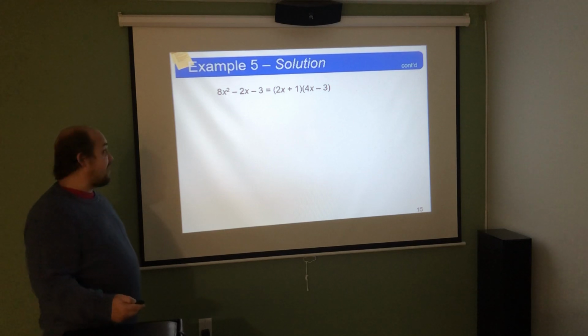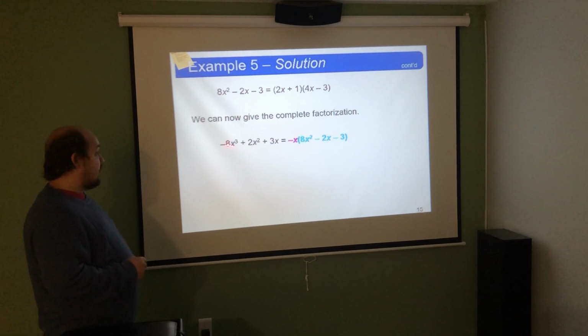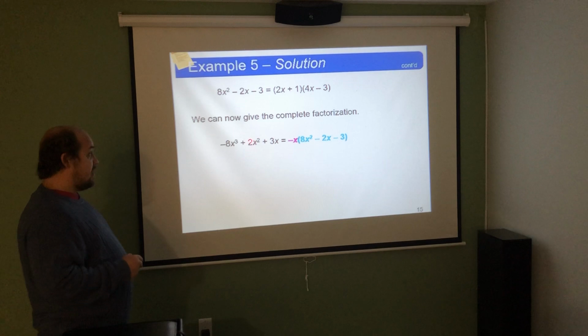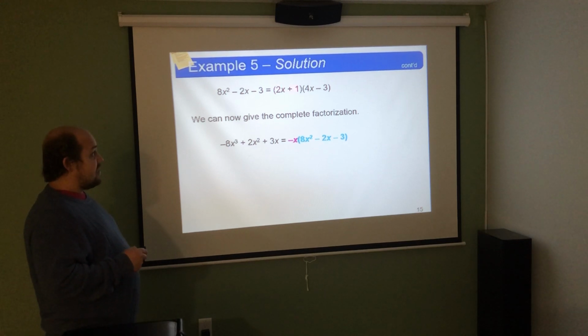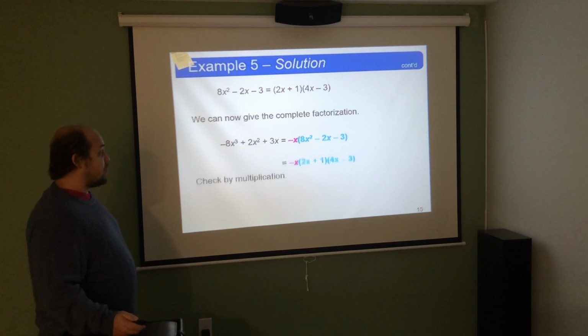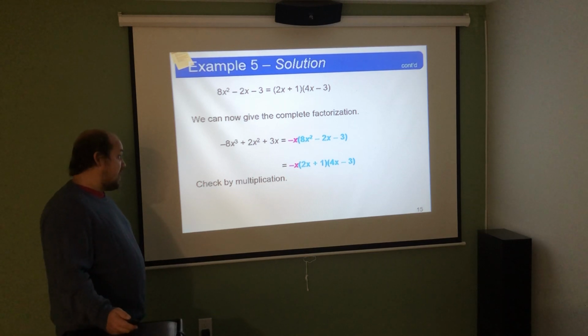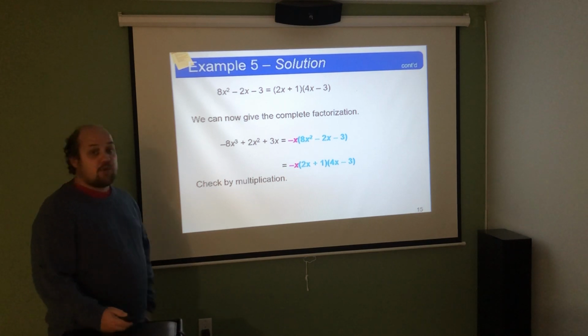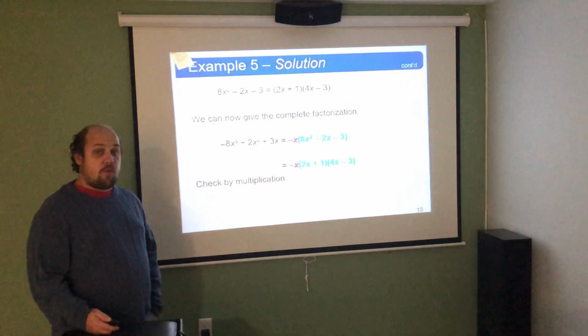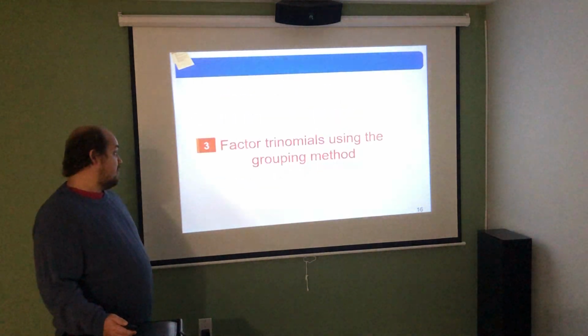But remember, we factored out a negative x. So the overall original expression, in its fully factored form, has the negative x out front. And then we're going to change this 8x squared minus 2x minus 3 into this factored form of 2x plus 1, 4x minus 3. Again, we can check this by multiplication and see that yes, we do go back to where we started.